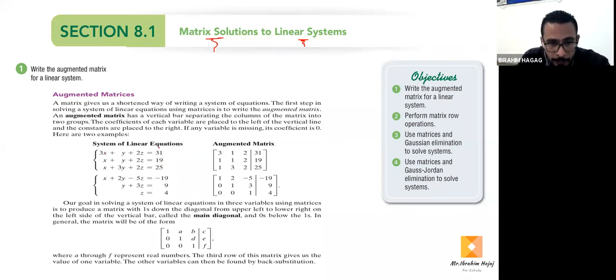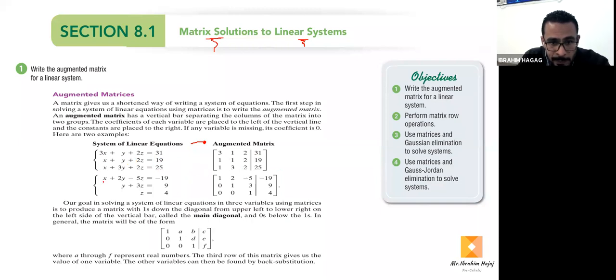So if we have a system of linear equations as 3x plus y plus 2z equals 31, and x plus y plus 2z equals 19, and a third equation is x plus 3y plus 2z equals 25, you can convert your system and write your augmented matrix. We just take the coefficients of the first equation in order of x, y, z, respectively: 3 and then 1 and then 2 and 31, and then 1 and 1 and 2 and 19, and then 1 and 3 and 2 and 25.